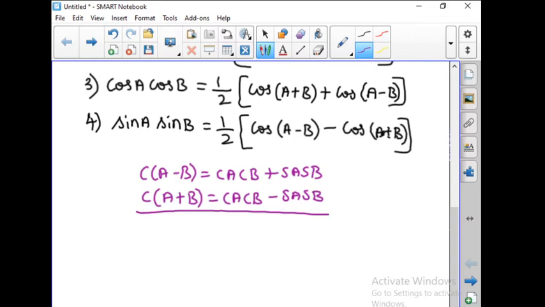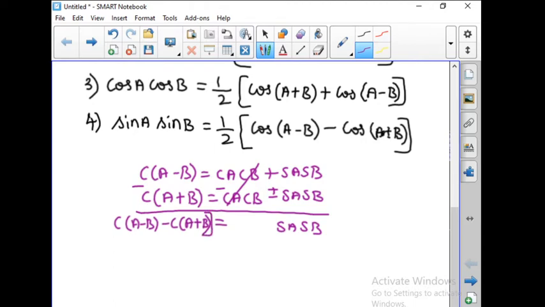So we have to subtract this and then we can write minus and here it is plus. So these two will get cancelled. So sin a sin b is equal to cos of a minus b minus cos of a plus b.